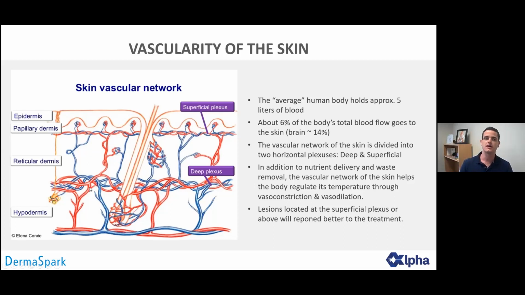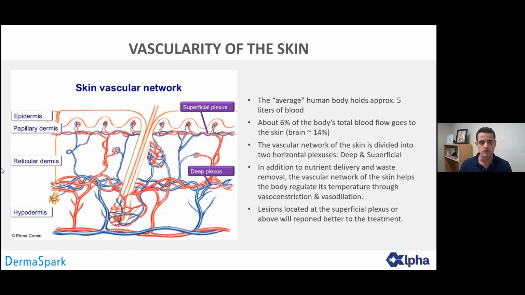When they reach the junction between the reticular dermis and the hypodermis, the adipose tissue, they branch horizontally to form the deep plexus, which is responsible for feeding adipocytes and deeper structures of the skin, like the hair bulbs and all different types of glands, sweat glands and sebaceous glands. They are all fed by the deep plexus of the skin.